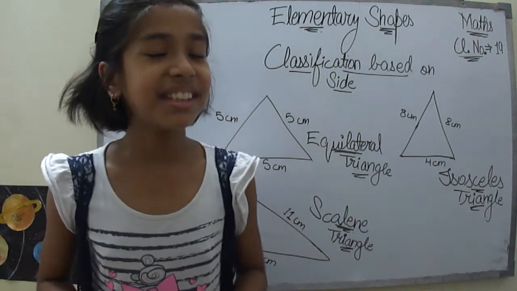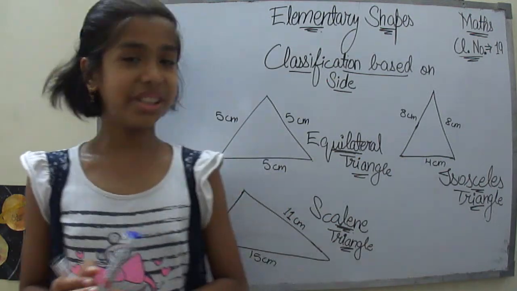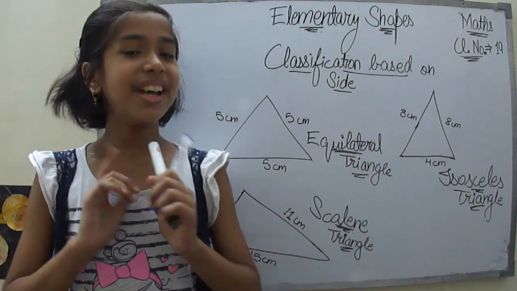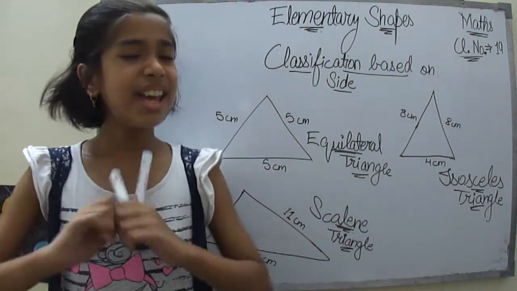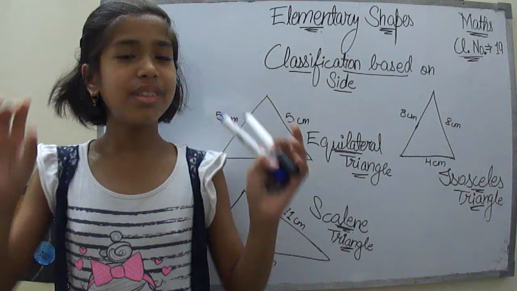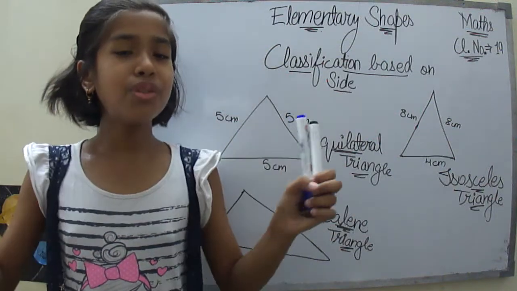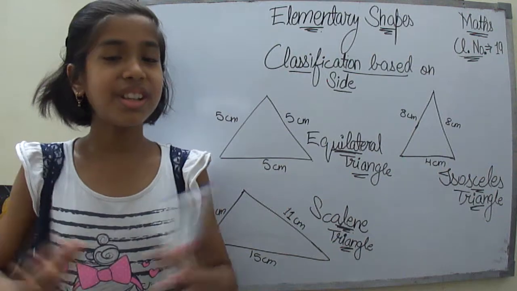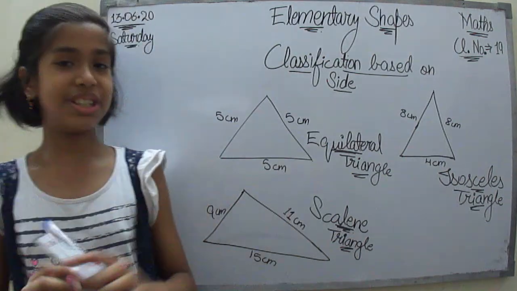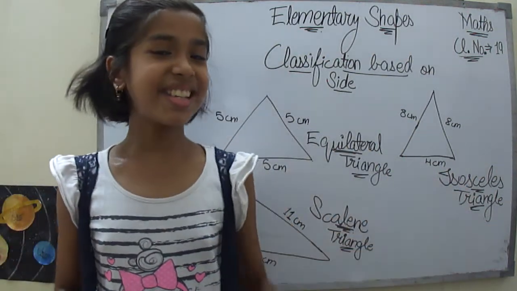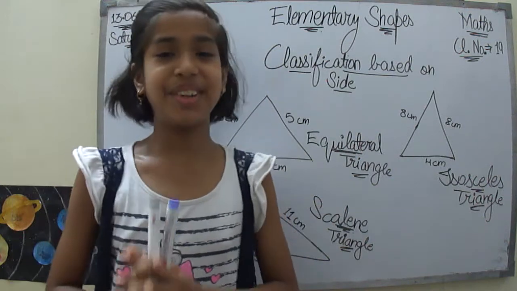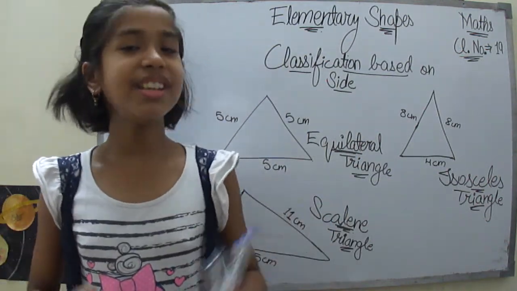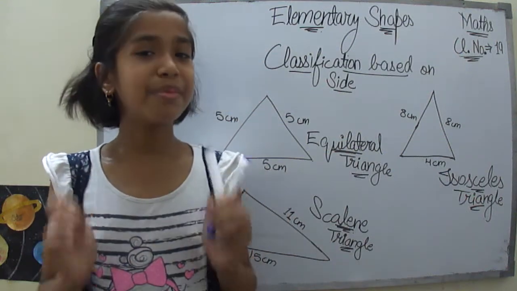Now, I think that all of this is clear to you, right? Equilateral triangle, all the sides are equal. Then scalene triangle, none of the sides are equal to each other. Then isosceles triangle, two legs are equal, two sides are equal. So that was the classification according to the sides.